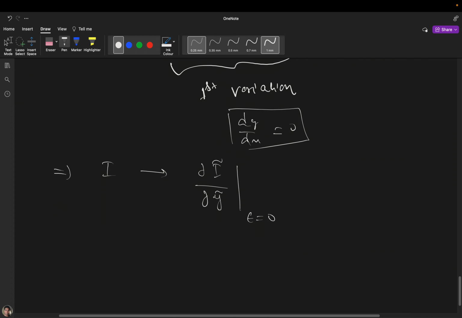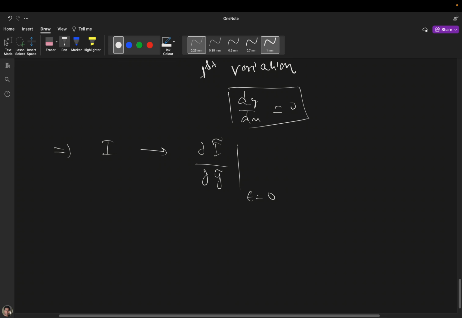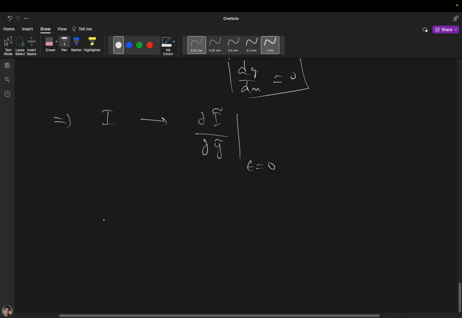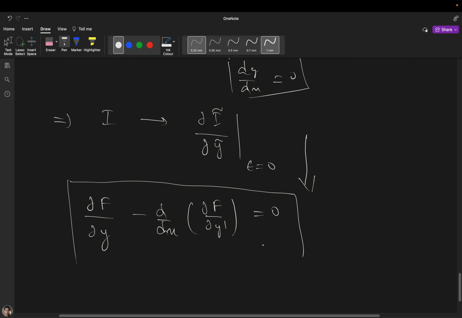When you put I here, then you will get the Euler-Lagrange equation, and that will become del f by del y minus d by dx of del f by del y dash equal to 0. After substituting I tilde here, you get this, and this is called the Euler-Lagrange equation.